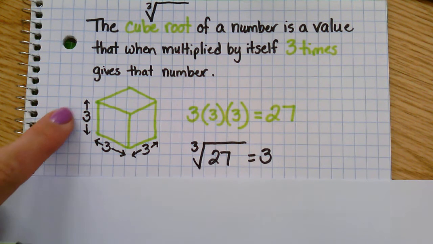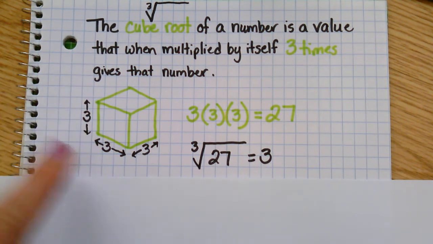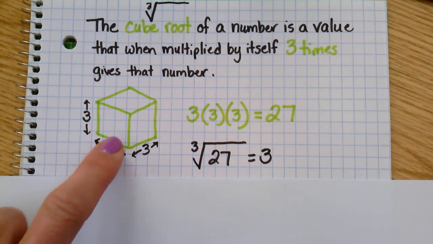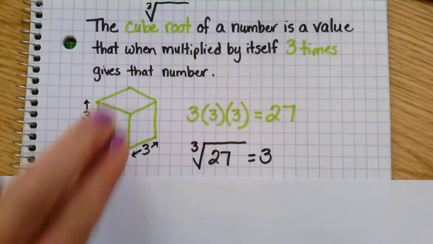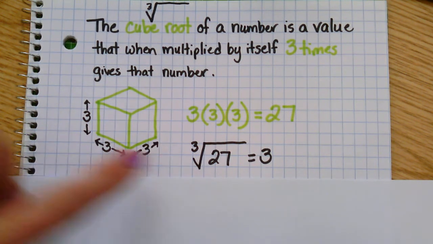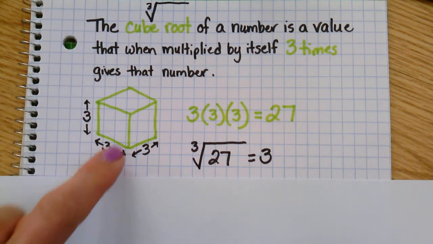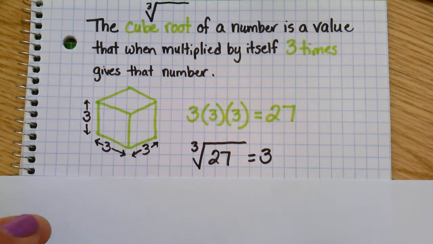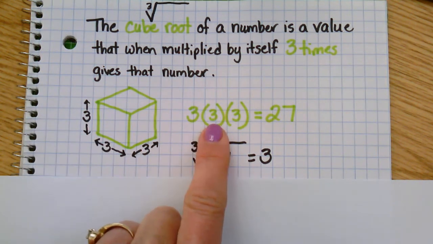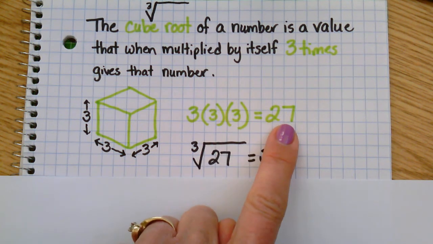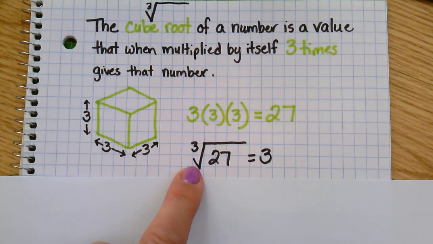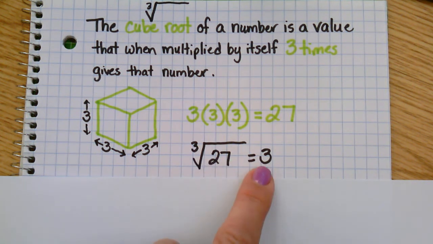Here's a cube, and its dimensions are 3 by 3 by 3. So if there were little tiny cubes making up this larger cube, it would be 3 cubes across this base, 3 cubes going back, and 3 cubes tall. All together, there would be 27 little cubes making up this whole entire cube. 3 times 3 times 3 equals 27. And the way we write that is the cube root of 27 is equal to 3.